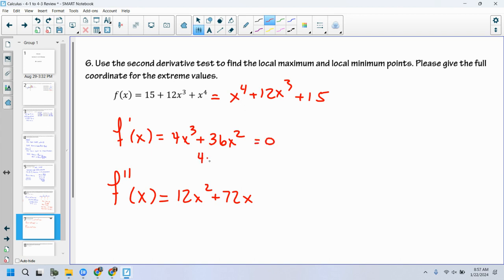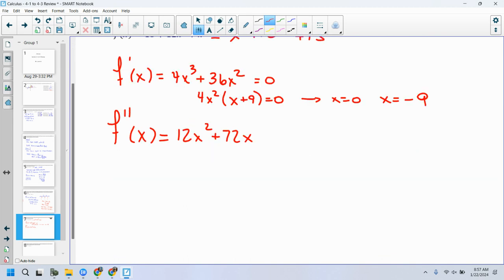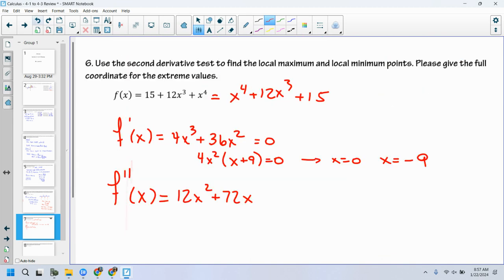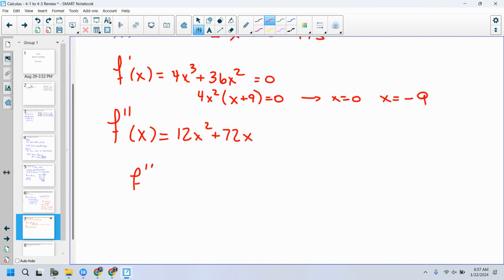Let's pull out a 4x squared, leaving us an x plus 9. So that gives me x equals 0 and x equals negative 9. You follow me there? Those are my two zeros. Those are my two critical points, the possibilities of being absolute maximums or minimums. Now, the second derivative test says, okay, plug those guys right into here. Let's find f double prime of 0. Well, what happens when I find f double prime of 0? What do I get? I get 0.